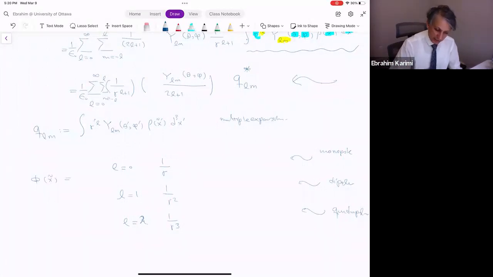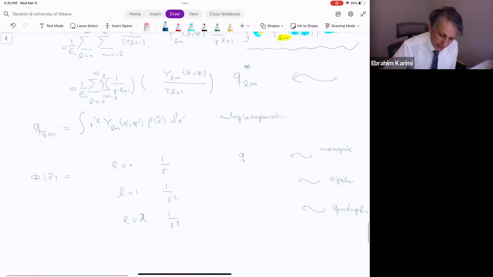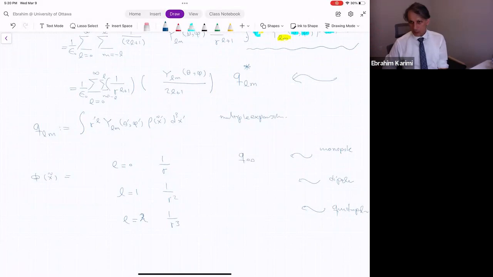Monopole has only one term because L is equal to 0, therefore M is also 0. If you set L equal to 0, then M will change from 0 to 0, which is essentially 0. So the only contribution that you will get here is Q00. If you do the mathematics, it's easy to handle. For L equal to 1, we have 3 contributions, which are Q1 minus 1, Q10, Q11.